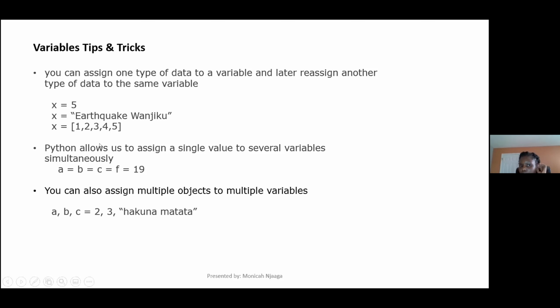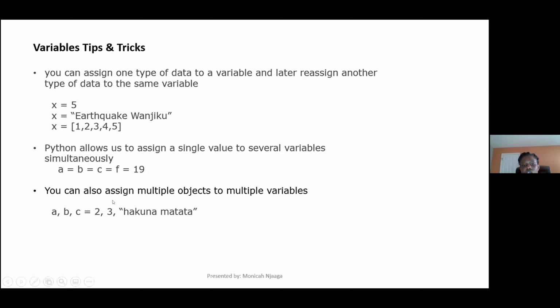And George will talk more about lists. Another tip and trick, Python allows you to assign a single value to several variables simultaneously. What this means is, if you know that A, B, C, and F are all going to be 19, there's no need of typing A equals to 19, B equals to 19, C equals to 19, F equals to 19. This is a shortcut, and you can print them one by one. I'll be showing you some of these in code so you can see exactly what I'm talking about.